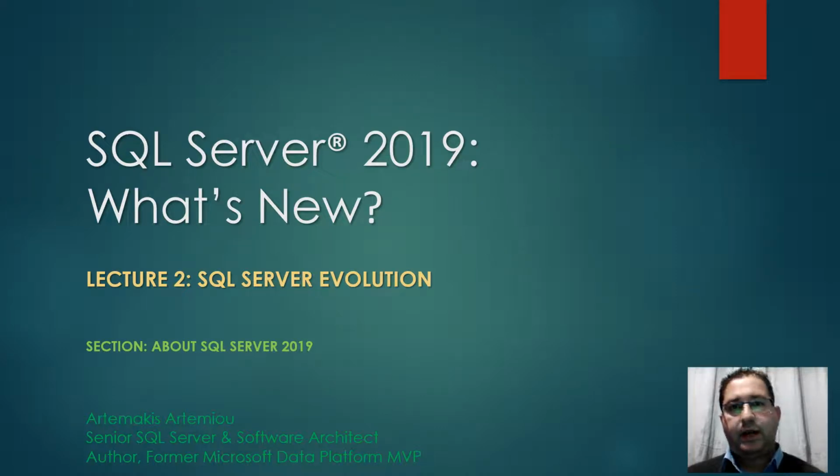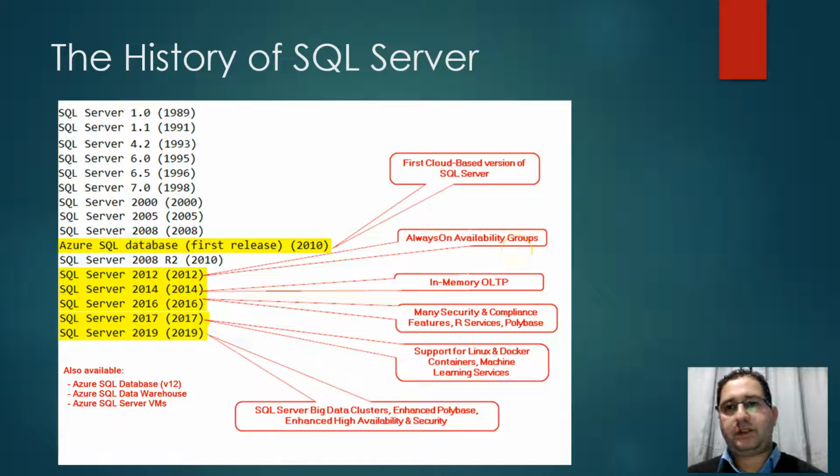Now let's talk a bit about how SQL Server evolved over the years. The first release of SQL Server was SQL Server 1.0, released back in 1989. Then, every few years, a new release of SQL Server was released. So, in 1991, we had SQL Server 1.1, SQL Server 4.2 in 1993, SQL Server 6.0 in 1995, SQL Server 6.5 in 1996. In 1998, we had SQL Server 7.0.